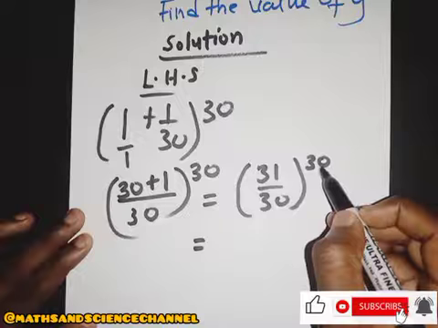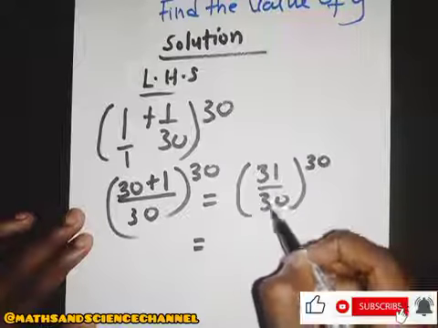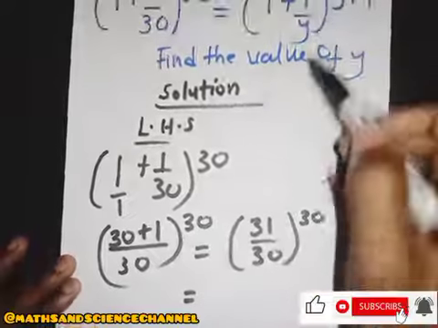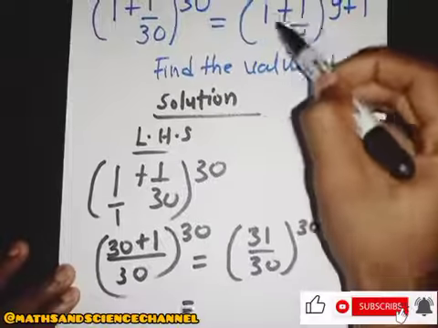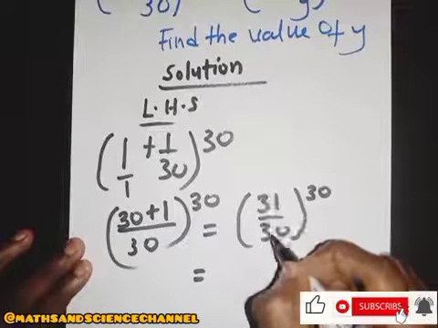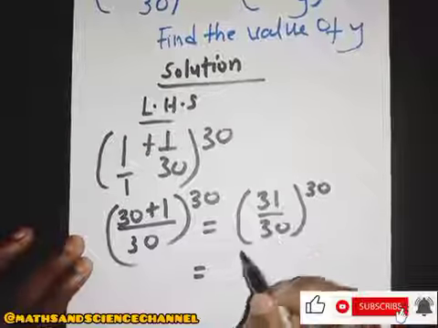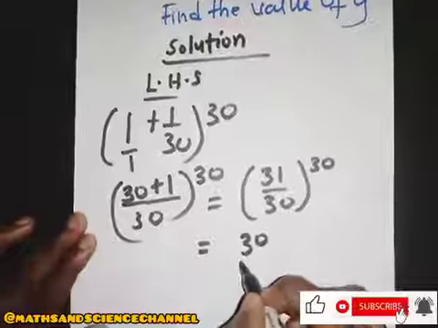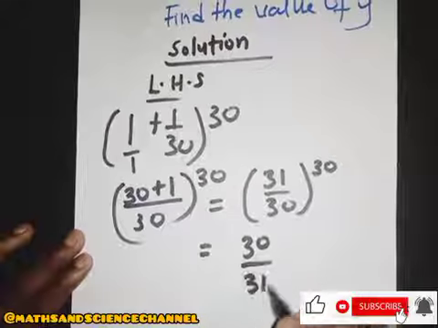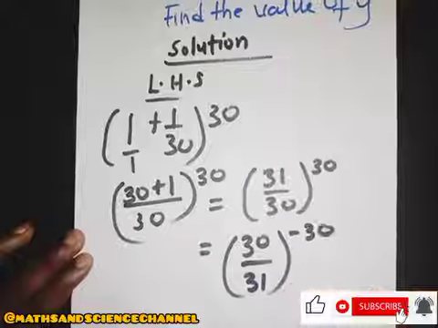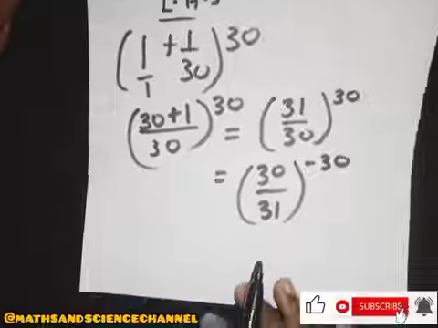Now we have 31 over 30 to the power 30. What I'm going to do is to make this 30 here equivalent to 31, in such a way that I can have this formula look similar to the formula here. So I'm going to interchange the numerator and the denominator. When I interchange them, I have 30 over 31, then it will be to the power negative 30. That is one property of indices.